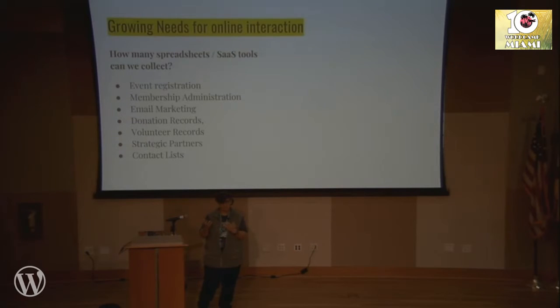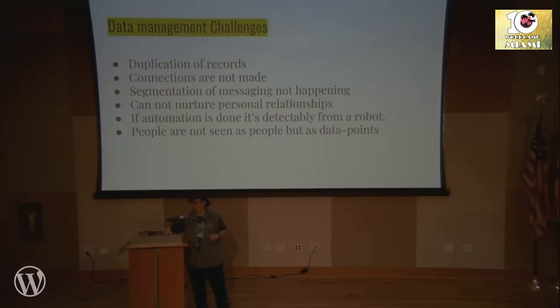Then they have email marketing, and sooner or later you can ask the nonprofit, so how many Excel spreadsheets do you have with contacts? Yeah, every department has their own spreadsheet that they work with. And if you want to bring them together into one system, it's going to be a nightmare with data accuracy and data cleanup. But sooner or later, they would need that. So they have data management problems, of course. Yeah, there's duplication of records. They cannot make the connections.